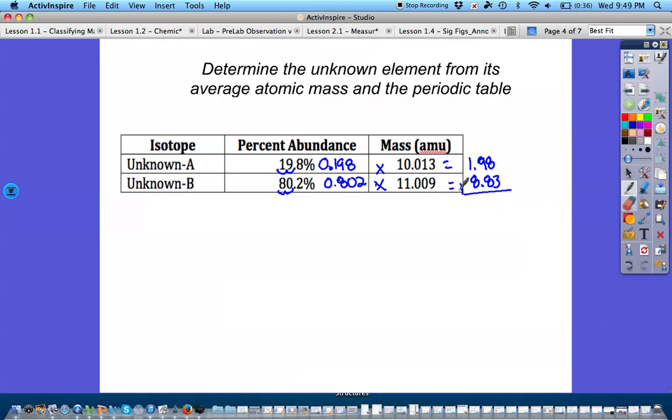Add those together, and we should get 10.81. You take a look at your periodic table, find the average atomic mass, 10.81, and you should be able to identify your unknown as boron.